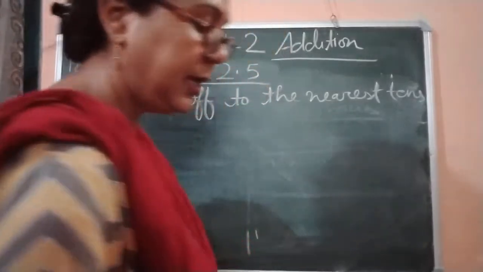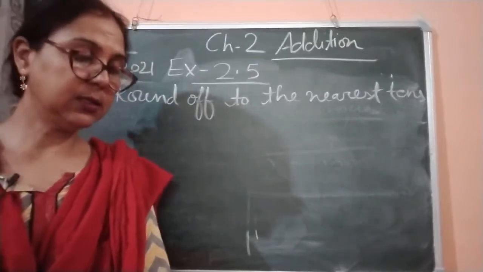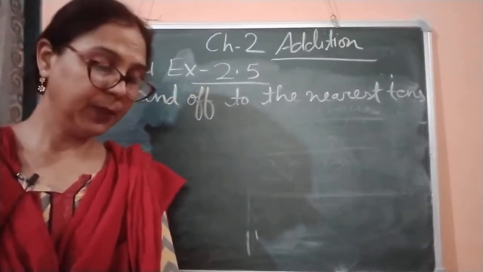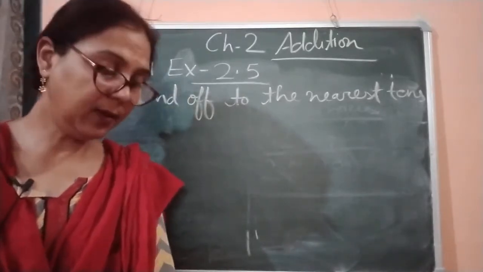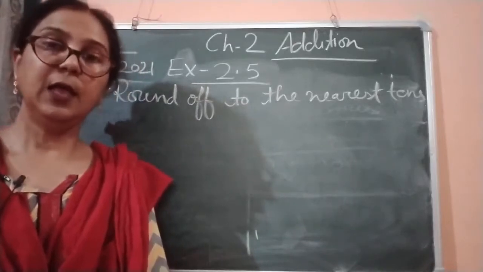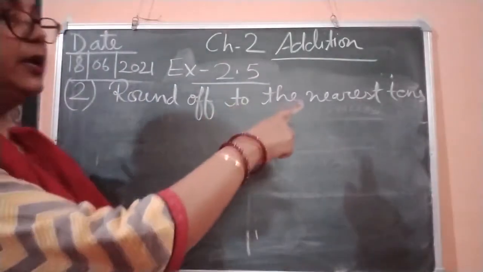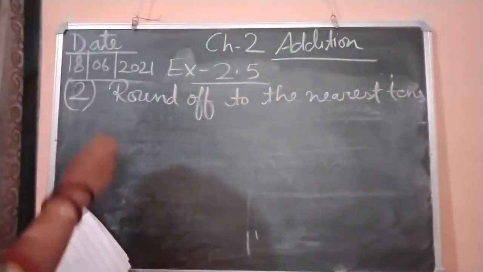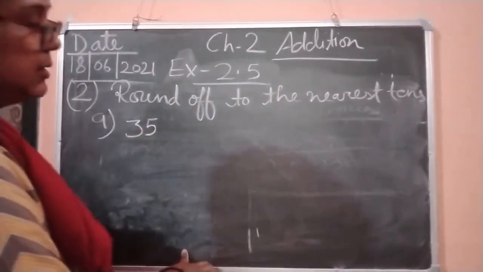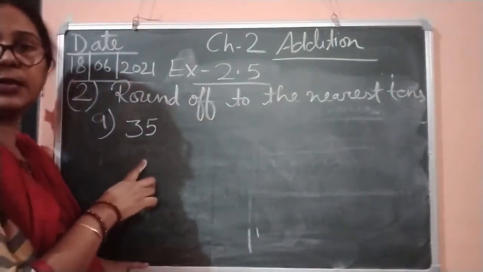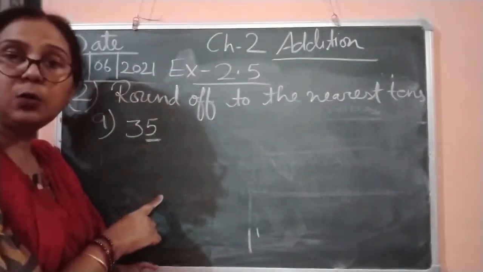So first of all, take out your maths book. You can find this exercise on page number 37, exercise number 2.5, and we are starting here with question number 2, round off to the nearest tens. The first number is 35. So how can we round off to the nearest tens? For rounding off to the nearest tens, what will we see first?